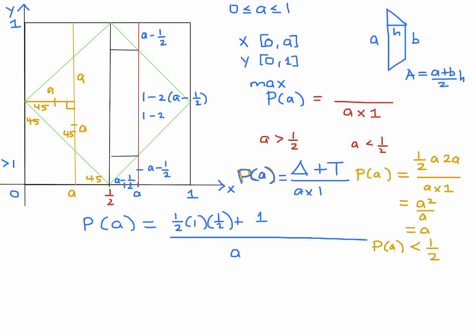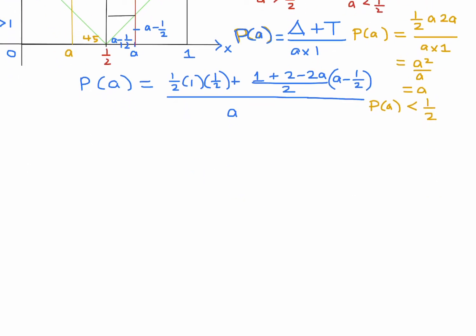1 minus 2A plus 1. So that's 2 minus 2A. All right. So plus 2 minus 2A all over 2, and then multiply by the height. The height is from here to here, and that is A minus a half. All right. This is the equation we have to simplify and maximize. So here we go.